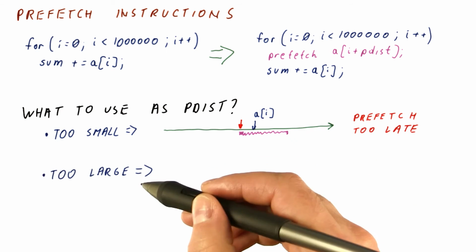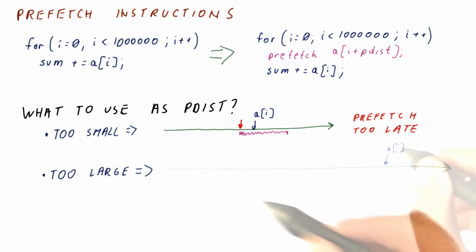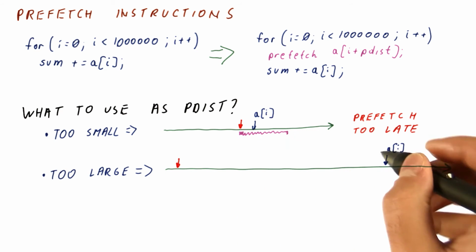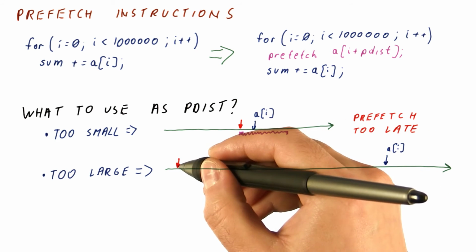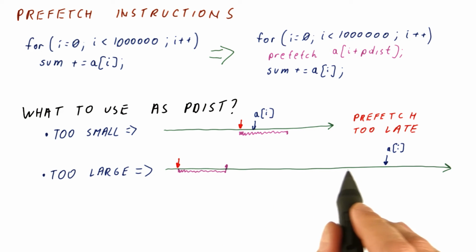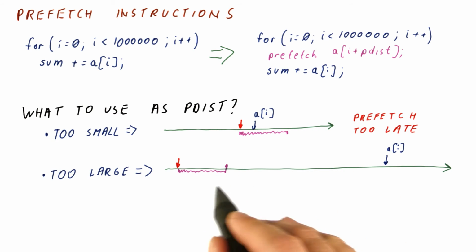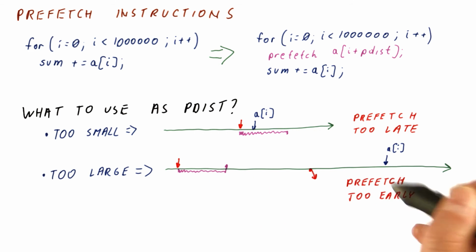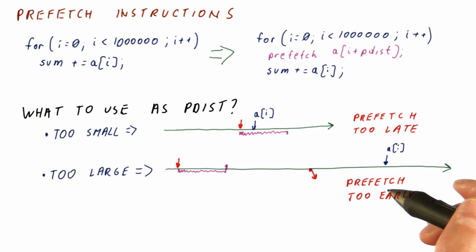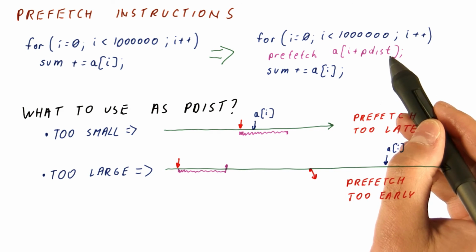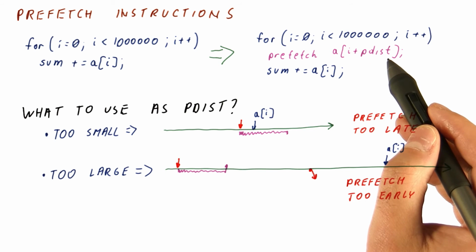However, if pdist is too large, let's say that the access is here, and we prefetch this element way ahead of time, it arrives from memory here, sits in the cache, and because other elements are being accessed in this loop all the time, this might be eventually kicked out. And in this case, we say that we have prefetched too early. So as you can see, it is not easy to guess how far in advance to prefetch.